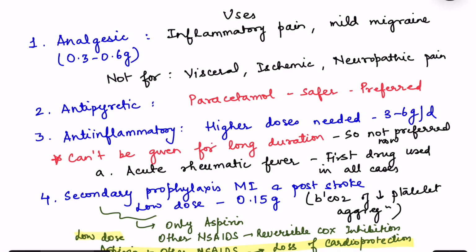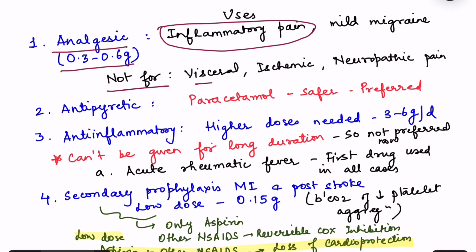So, aspirin is used as an analgesic. It is not a very high dose, 0.3 to 0.6 gram is used. It can be used only for inflammatory pain, very important, because in inflammation we have seen that prostaglandins are released and they are going to sensitize the nerve endings. But they are not used for visceral pain, ischemic pain and neuropathic pain, very important. NSAIDs are used mainly for inflammatory pain.